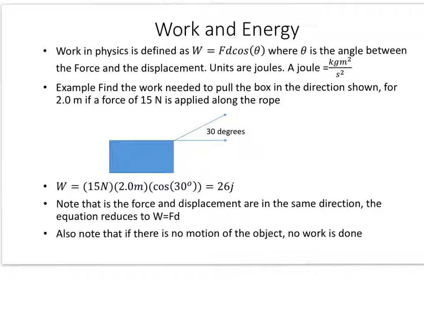A couple of things to note here. First of all, if the force and the displacement are in the same direction, so like if the displacement was this direction and the force was this direction, then the equation reduces down to work is equal to force times distance, and that's because this angle here would be 0 degrees, and the cosine of 0 is 1.